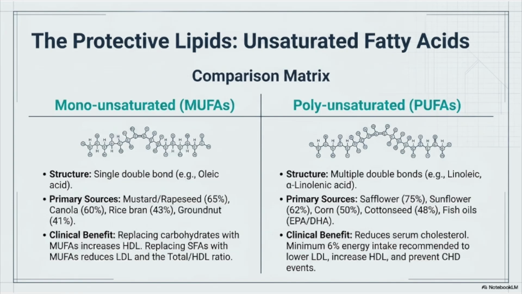Polyunsaturated fatty acids have multiple double bonds, as seen in linoleic acid and alpha linolenic acid, and their primary sources are safflower oil at 75%, sunflower at 62%, corn at 50%, cottonseed at 48%, and fish oils rich in EPA and DHA. Their clinical benefit is that they reduce serum cholesterol, and a minimum of 6% energy intake is recommended to lower LDL, increase HDL, and prevent coronary heart disease events.